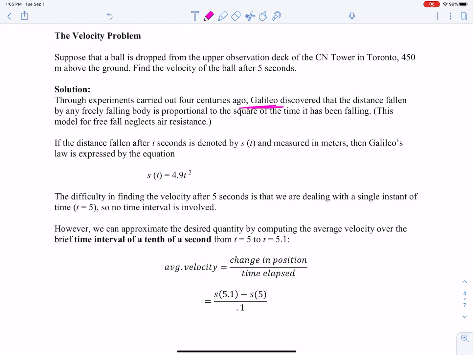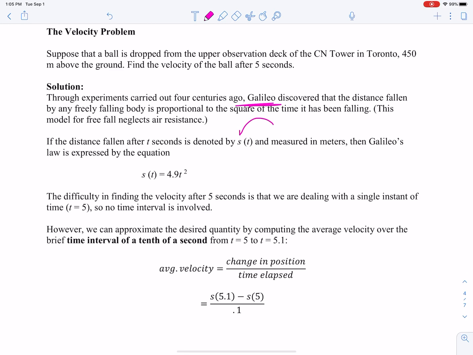Yeah, you've heard it. If the distance fallen after t seconds is denoted by s of t, so if you're familiar with physics, s is the position function, s of t, position versus time, and measured in meters, then Galileo's law is expressed by the equation s of t equals 4.9 t squared.